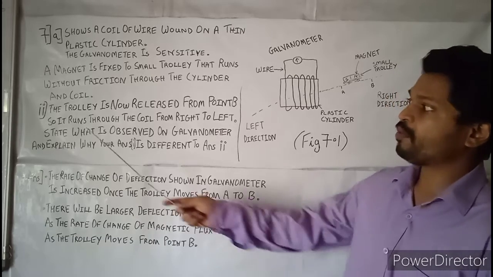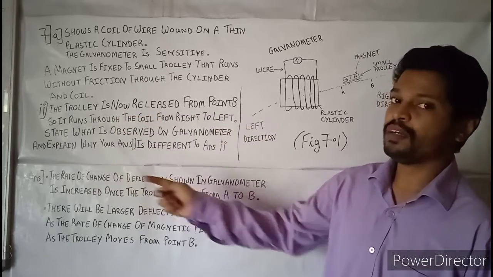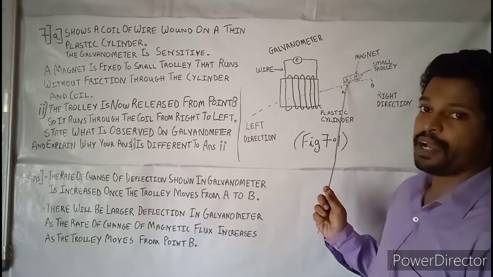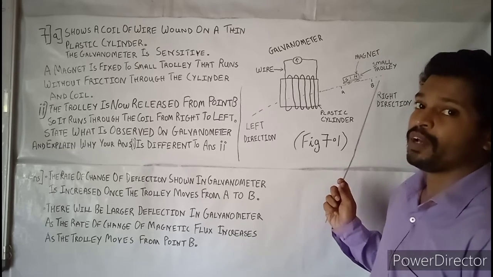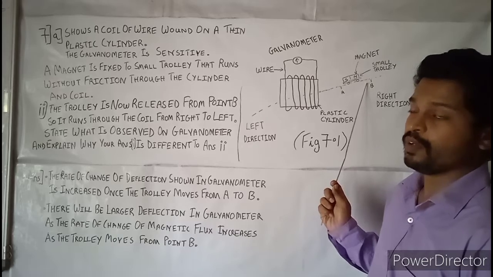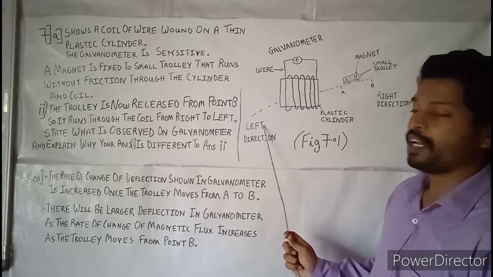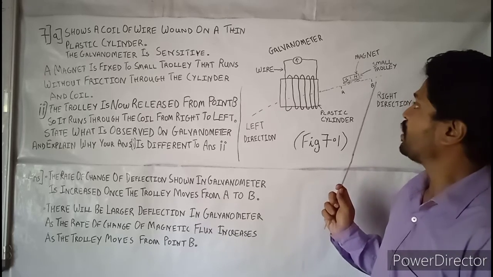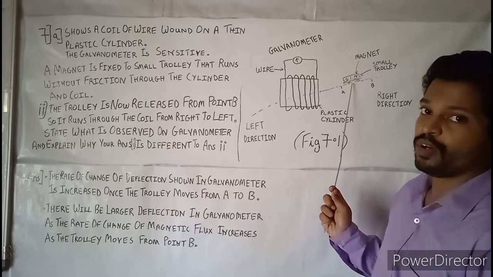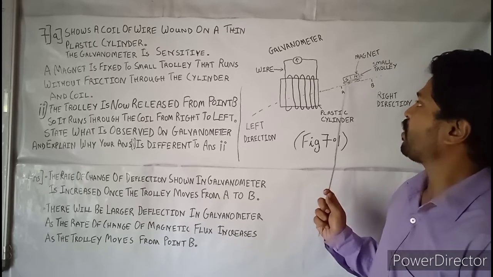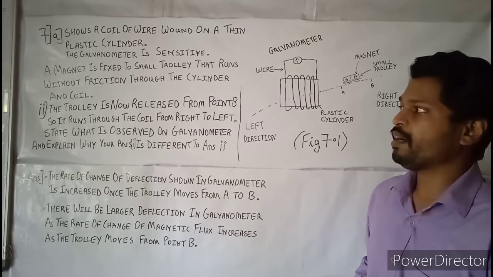Now in the second part, 7th A, the bar magnet will be released from this point. You can see over here, this is the point where the bar magnet will be released. Earlier it was released from this point, this being the left direction, this being the right direction. Now it will be released from this point. The bar magnet is put on a trolley and released from point B now.